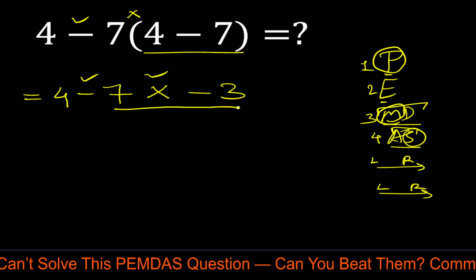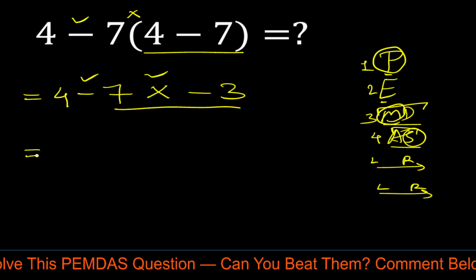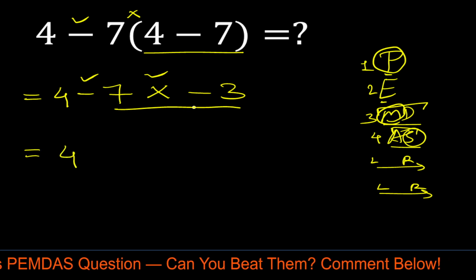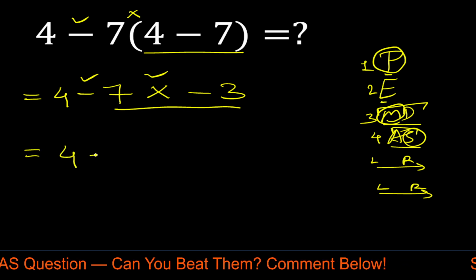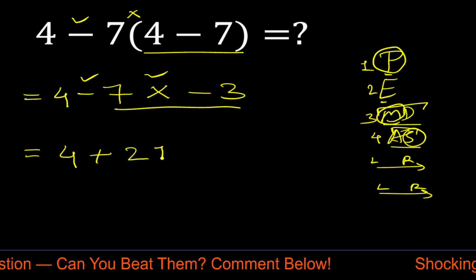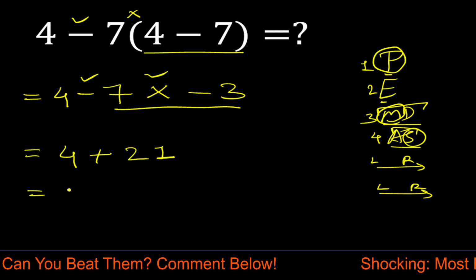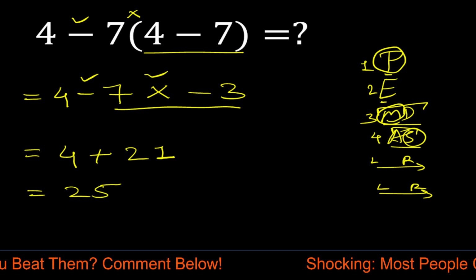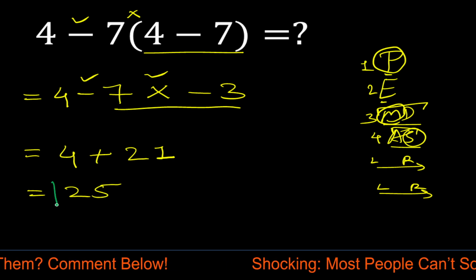So first we have to solve this multiplication. So 4, now minus 7 times minus 3 is equal to plus 21. So 4 plus 21 is equal to 25, right? So the correct answer is 25.